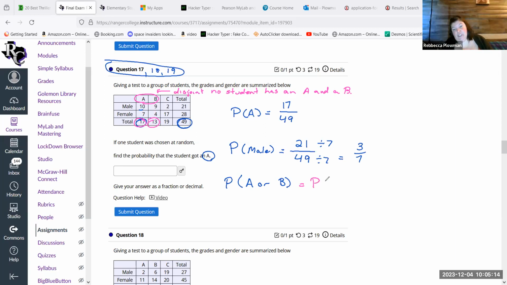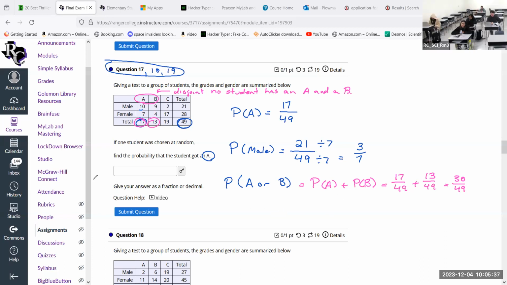So in that case, we just need to figure out the probability of A's and add it to the probability of a B. So probability of A was 17 out of 49. B was 13 out of 49. So that is going to be 30 out of 49. Double checking that.